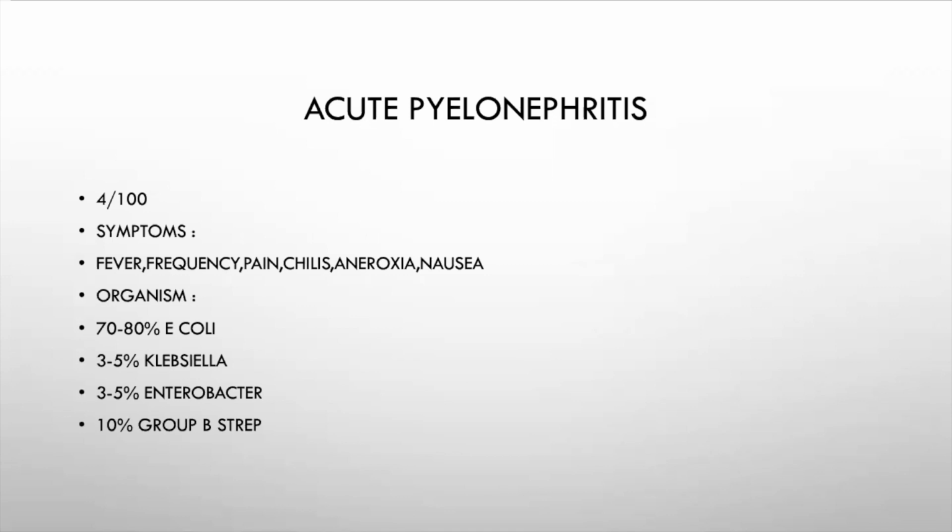Acute pyelonephritis accounts for 4 in 100. Usually they present with fever, frequency, flank pain, chills, anorexia, and nausea and vomiting. As for the organisms, 80% are usually due to E. coli, and 3 to 5% are usually due to Klebsiella. Enterobacter accounts for 3 to 5%, and group B strep accounts for about 10%.